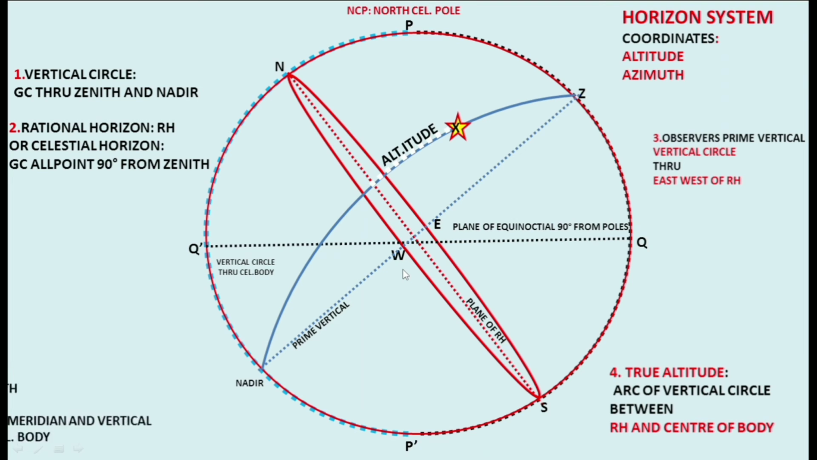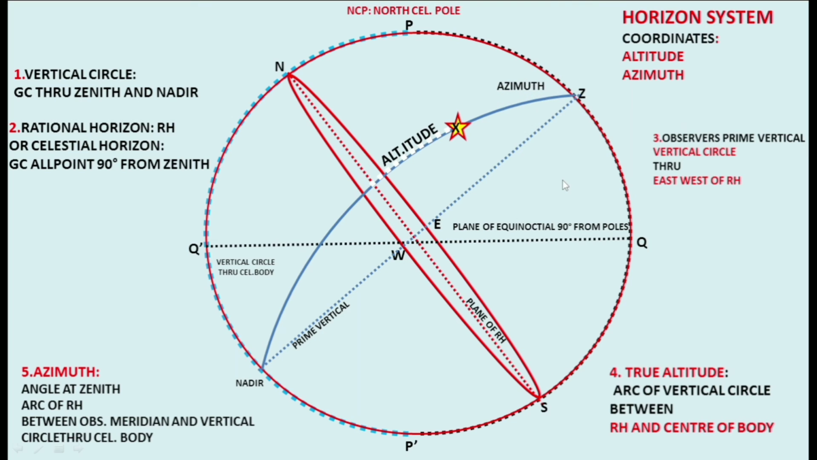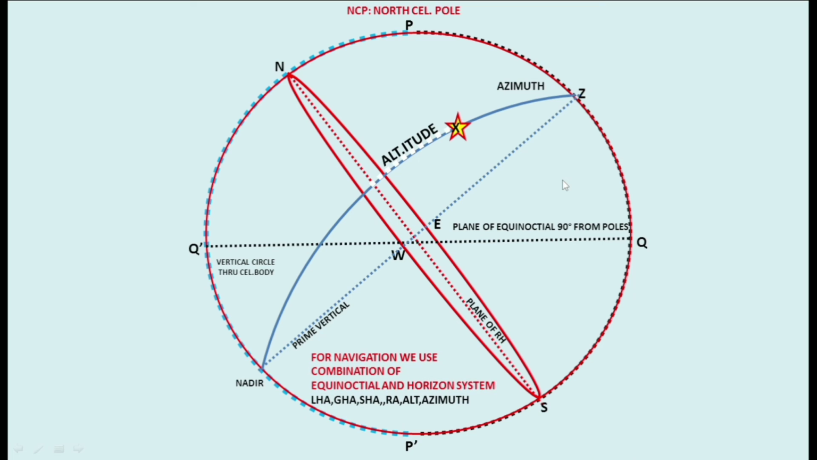The second coordinate we talk about is azimuth. Azimuth is the angle at zenith contained between the observer's meridian and the vertical circle passing through the body. Angle Z is your azimuth. So these are the two coordinates we talk about in the horizon system. Now in navigation we use the combination of the equinoctial system and the horizon system to solve and obtain our position.